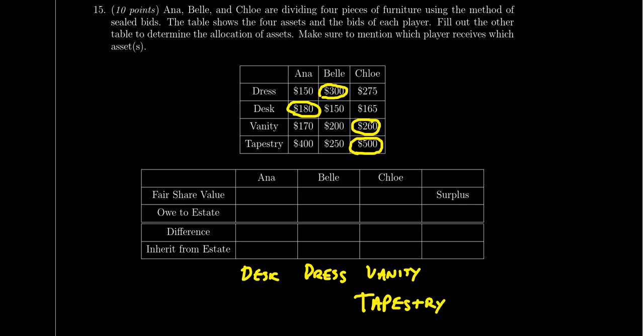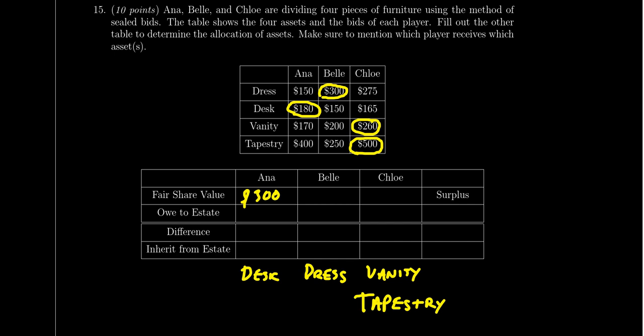So we then have to consider how the money is going to go to the estate and everything. So we have to add together, how much does Anna think is a fair share? If you take 150 plus 180 plus 170 plus 400, that gives you a total of $900, for which, as there are three people, if you divide that by three, that says Anna sees a fair share as $300.